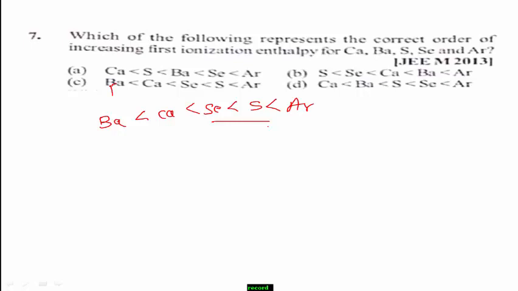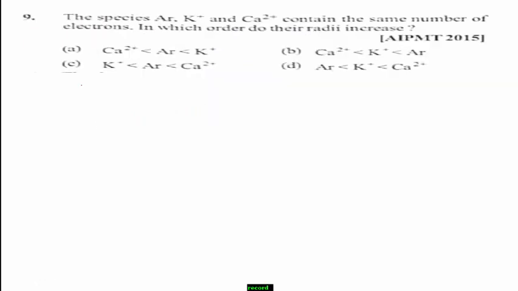Therefore, which one is the correct answer, students? Option C, barium less than calcium, less than selenium, less than sulfur, less than argon, is the correct order. It represents the correct order of increasing first ionization enthalpy for the given elements. Students, next question number 9.